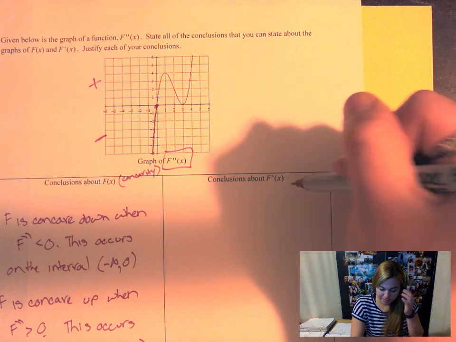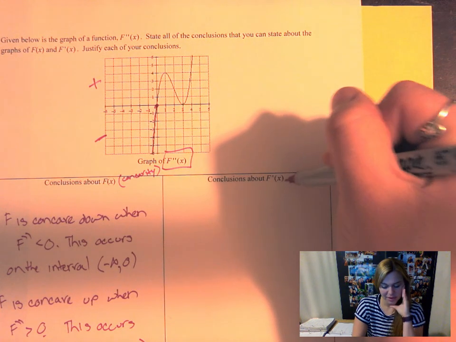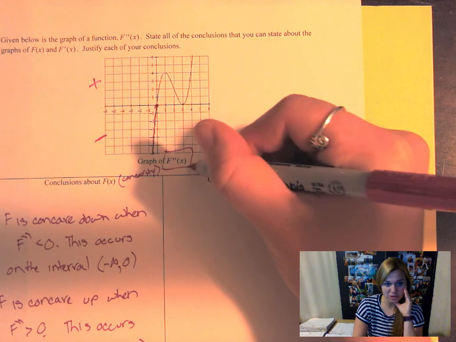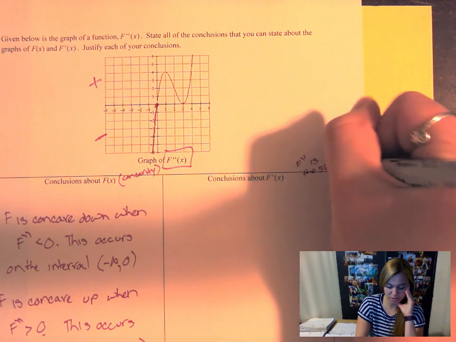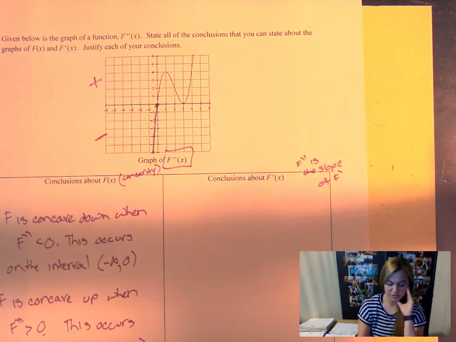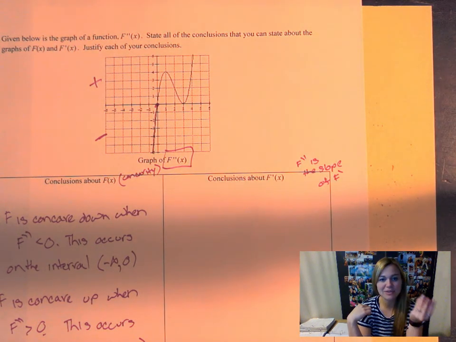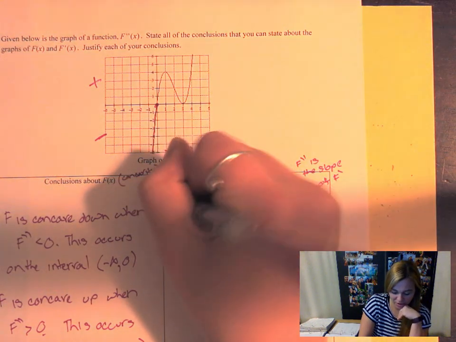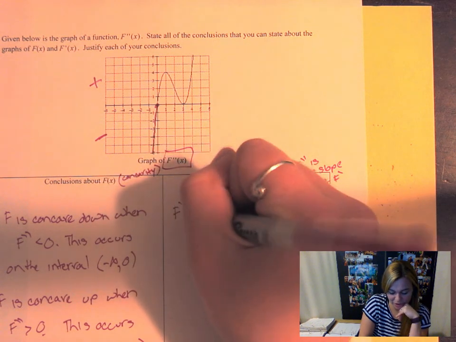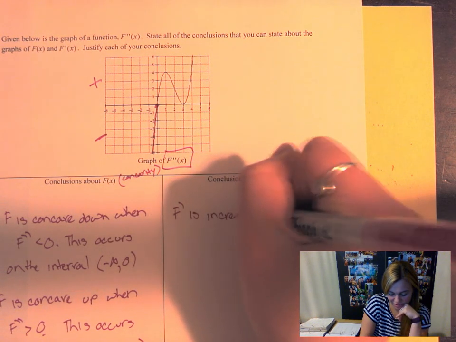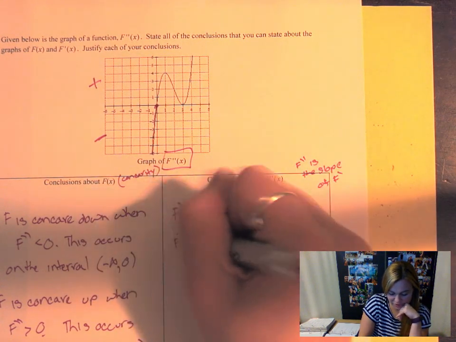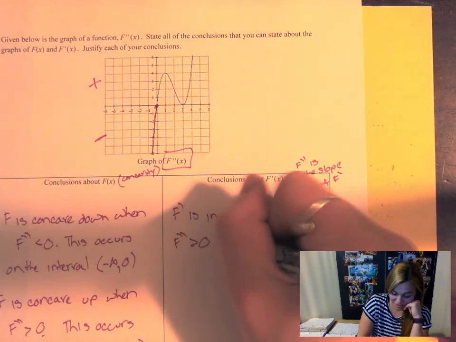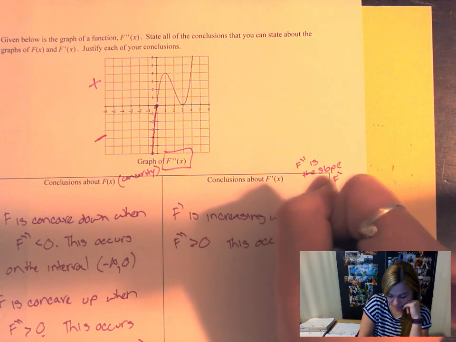Conclusions about f prime. So f prime is the original function here, and this would be the slope. So f double prime is the slope of the tangent, or the slope of f prime. It's like I'm giving the derivative, but I'm finding things about the original function. So I'm thinking all about increasing or decreasing. So f prime is increasing when f double prime is greater than 0. This occurs on the intervals.